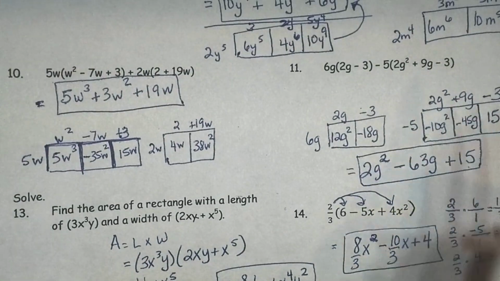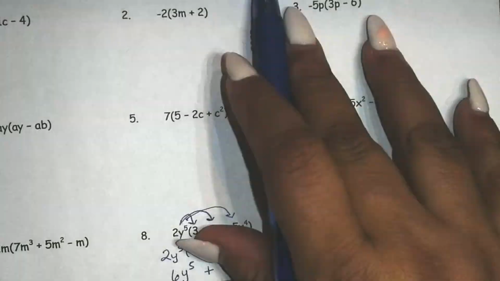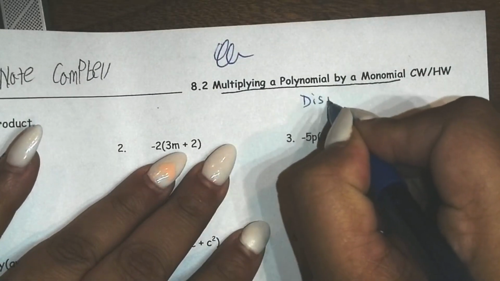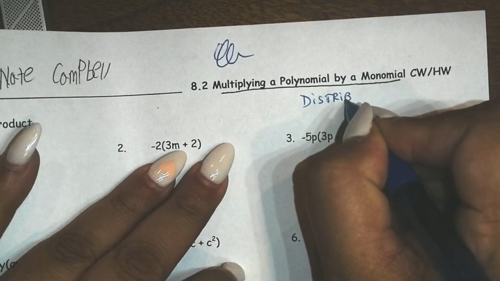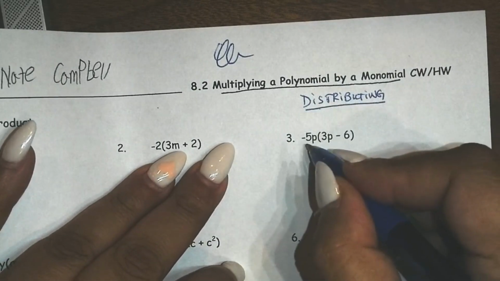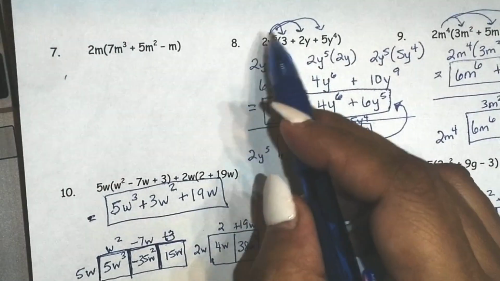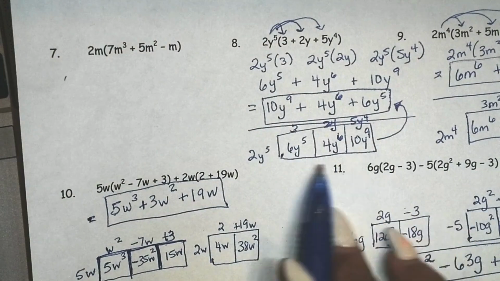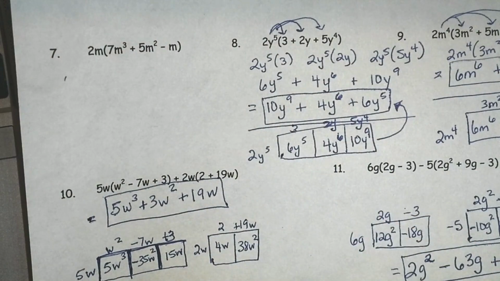Alright, so when you are multiplying a polynomial by a monomial, all you are doing is what again? You are distributing. That's it. Distributing what's on the outside into the inside. And you can use the distribution property, or you can just go ahead and use your box method.